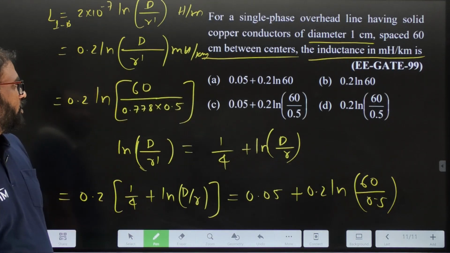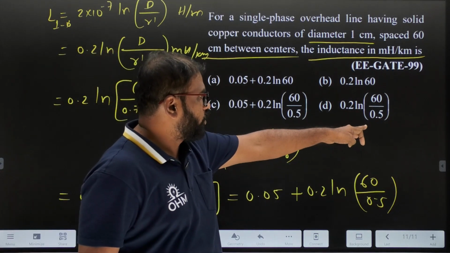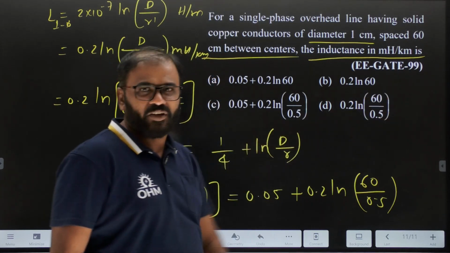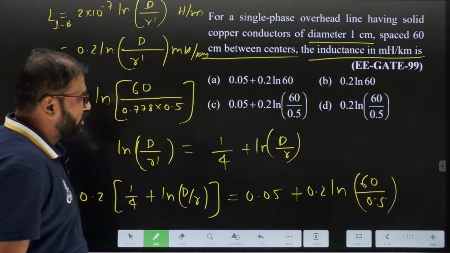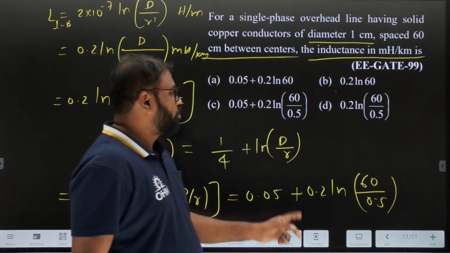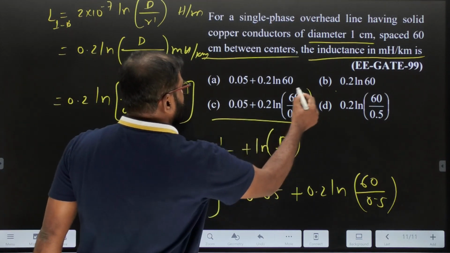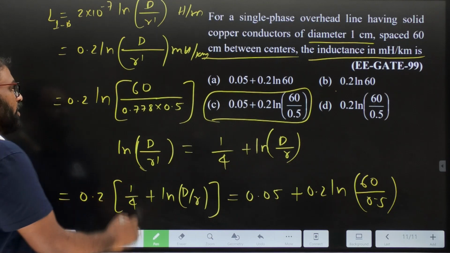Check anywhere. 0.2 ln 60 by 0.5 is there, but is this correct? No. 0.2 ln 60 by 0.7788 into 0.5 is correct, but that is not there, and the other is also not correct. So what is the best answer? 0.05 plus 0.2 ln 60 by 0.5. So this is the correct answer. Clear? So option C. So remember this.